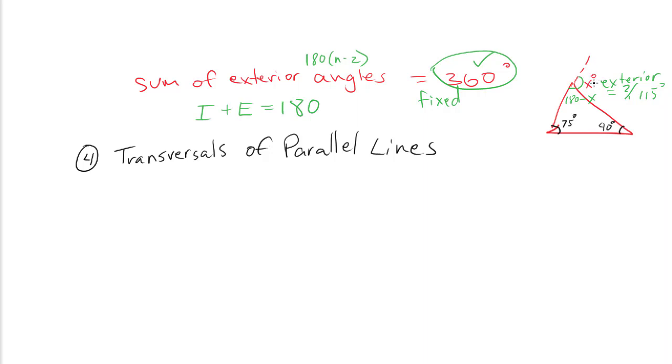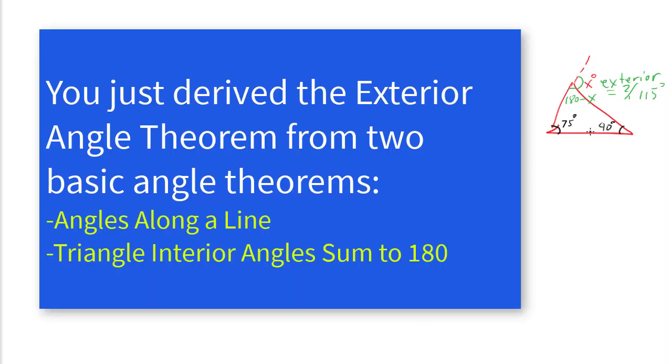This is called our exterior angle theorem. It says the exterior angle of a triangle is equal to the sum of the two opposite interior angles. All we need to know was our angle theorems 1, 2, and 3 to figure this out.